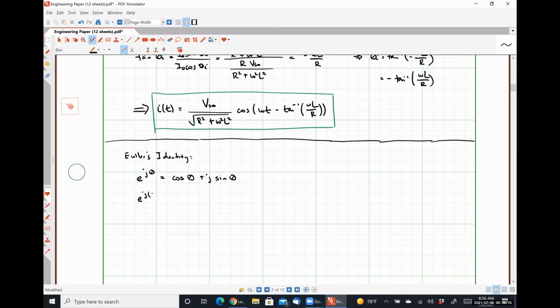All right. So we could say then, using Euler's identity, that e to the j omega t plus some phase angle phi is then cosine omega t plus some phase angle phi, plus j sine omega t plus some phase angle phi. Okay. That's the one that we are going to be using in a moment.